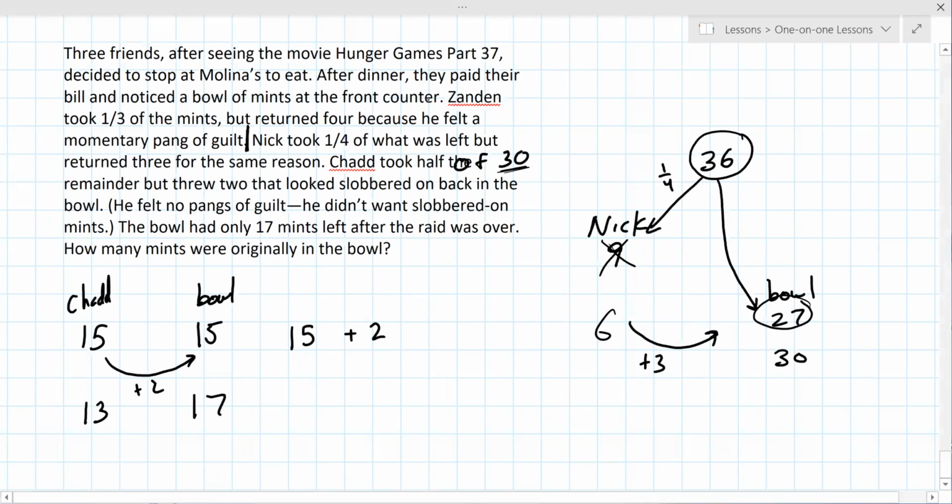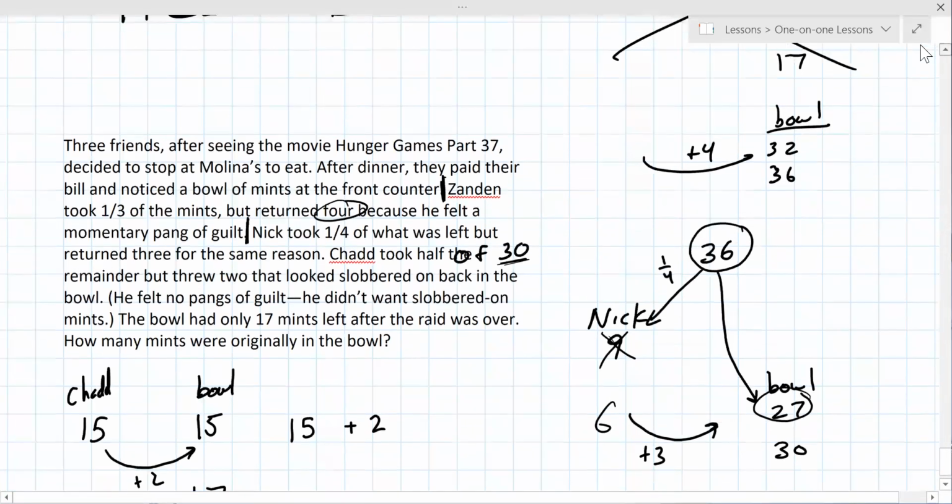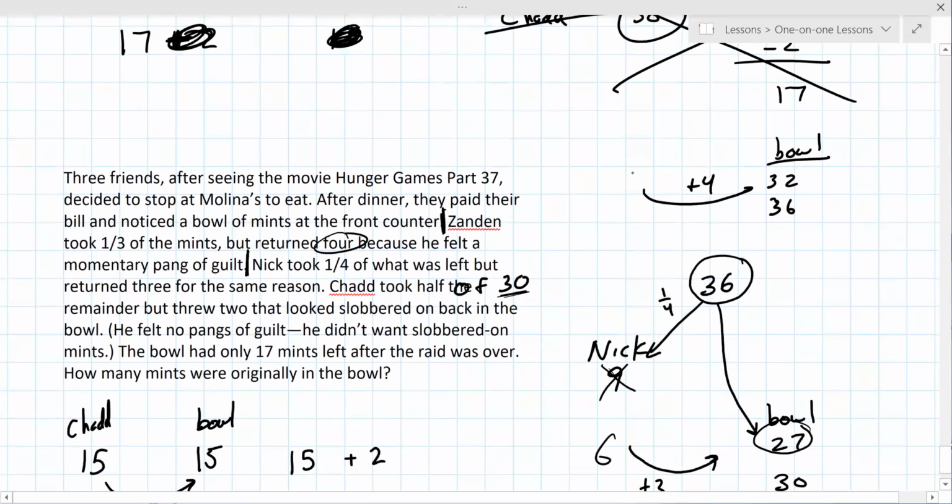Okay. So Zandon, now we're up to Zandon. Here's what happened with Zandon. He took a third, but he returned 4. So when Zandon's all done, there's 36 in the bowl. Well, the bowl had 32, but he returned 4. 4 were added to get to 36. So there's some number where 4 were taken that went into the bowl, and it said a third of the mince.